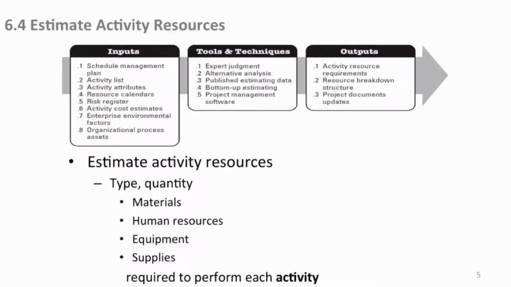So some of the major comments on the ITTO diagram here. Estimating the activity resources, we're going to do the type of resource. Now this is not necessarily people. This could be other things too: goods, materials, equipment, supplies, subcontracts, all sorts of things. Whatever is required to perform each individual activity that we've defined in the network diagram requires a resource to accomplish that.